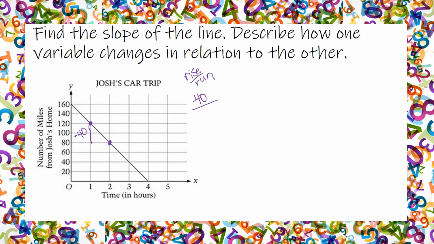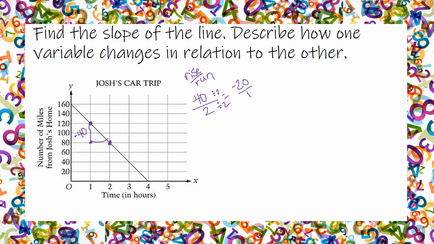Over, now we're going to run. We're starting at 1, and we're moving over to 2. I can simplify this negative 40 over 2 by dividing both the top and the bottom by 2. And that would be negative 20 over 1, or just negative 20.